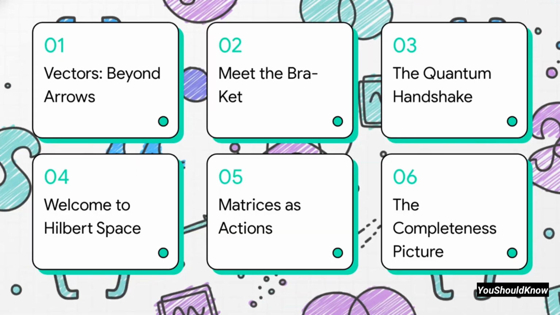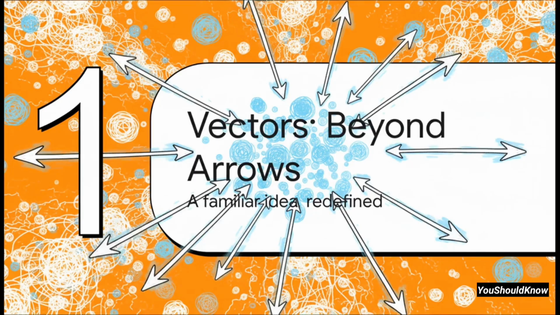So here's the game plan. We're going to start with something we all kind of know, vectors, and see how quantum mechanics just takes that idea to a whole new level. Then we'll meet the stars of the show, the Bra and the Ket. We'll look at how they talk to each other, check out the space where they live, and see what happens when matrices get involved. And to wrap it all up, we'll see how one single powerful idea connects all the dots.